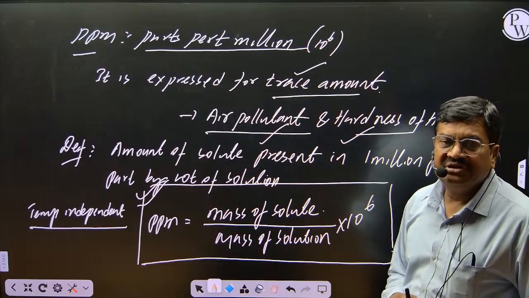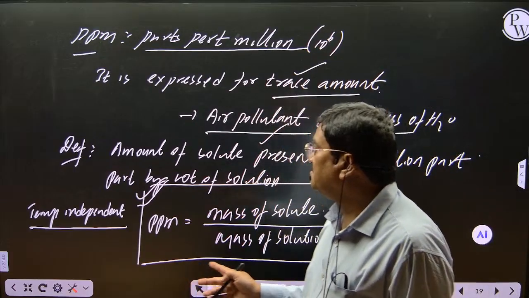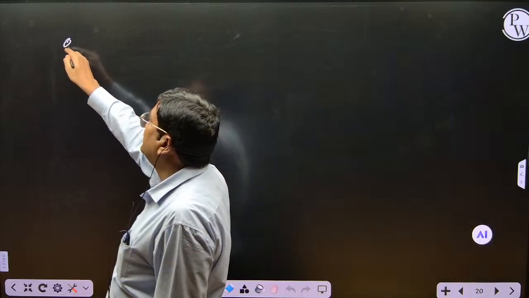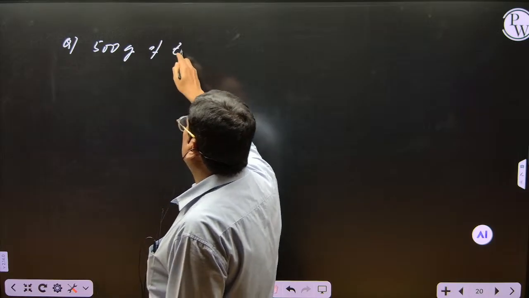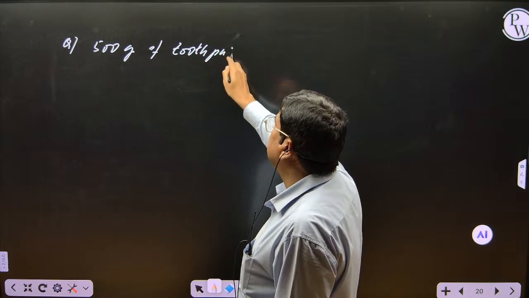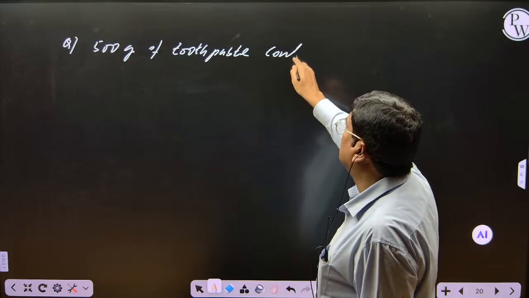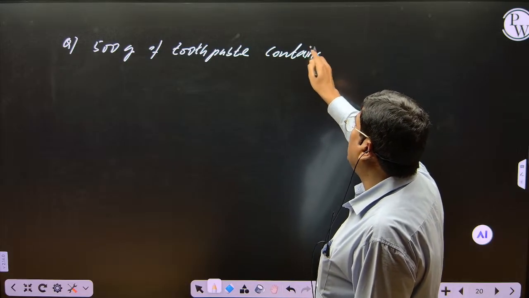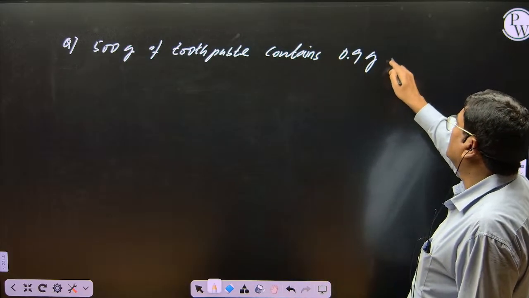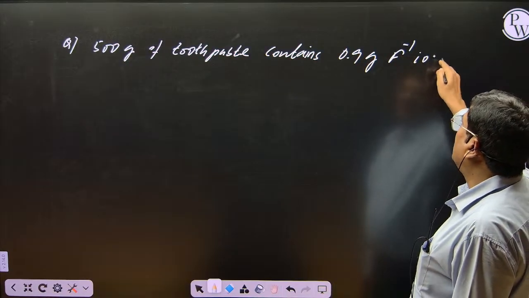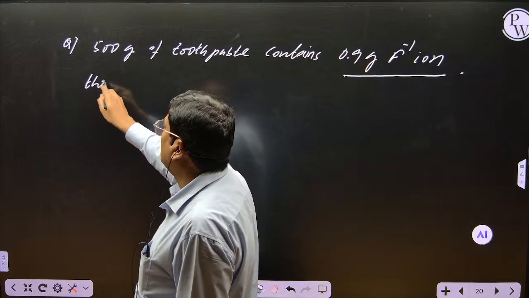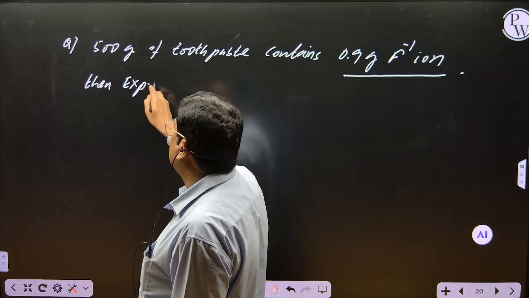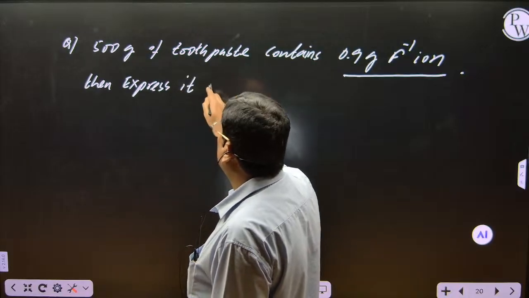Understood, student? Write one question on parts per million. Now, see how they ask in the exam: I am taking 500 grams of toothpaste. 500 grams of toothpaste contains 0.9 gram of fluoride ion. You know, fluoride ion is shown by F minus. Then express it in ppm. What is ppm? Parts per million.